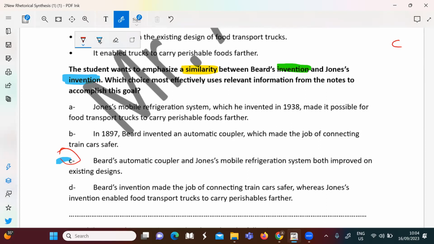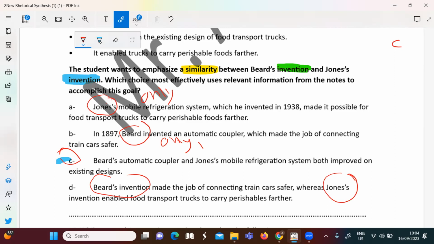A speaks only about Jones. B speaks only about Brett. D shows a difference. Choice C speaks about only one invention, and the second one, it's the same, only one invention. That won't show a difference. Okay, what about D? We have both inventions here, Brett's invention and Jones' invention. Why didn't you choose D?